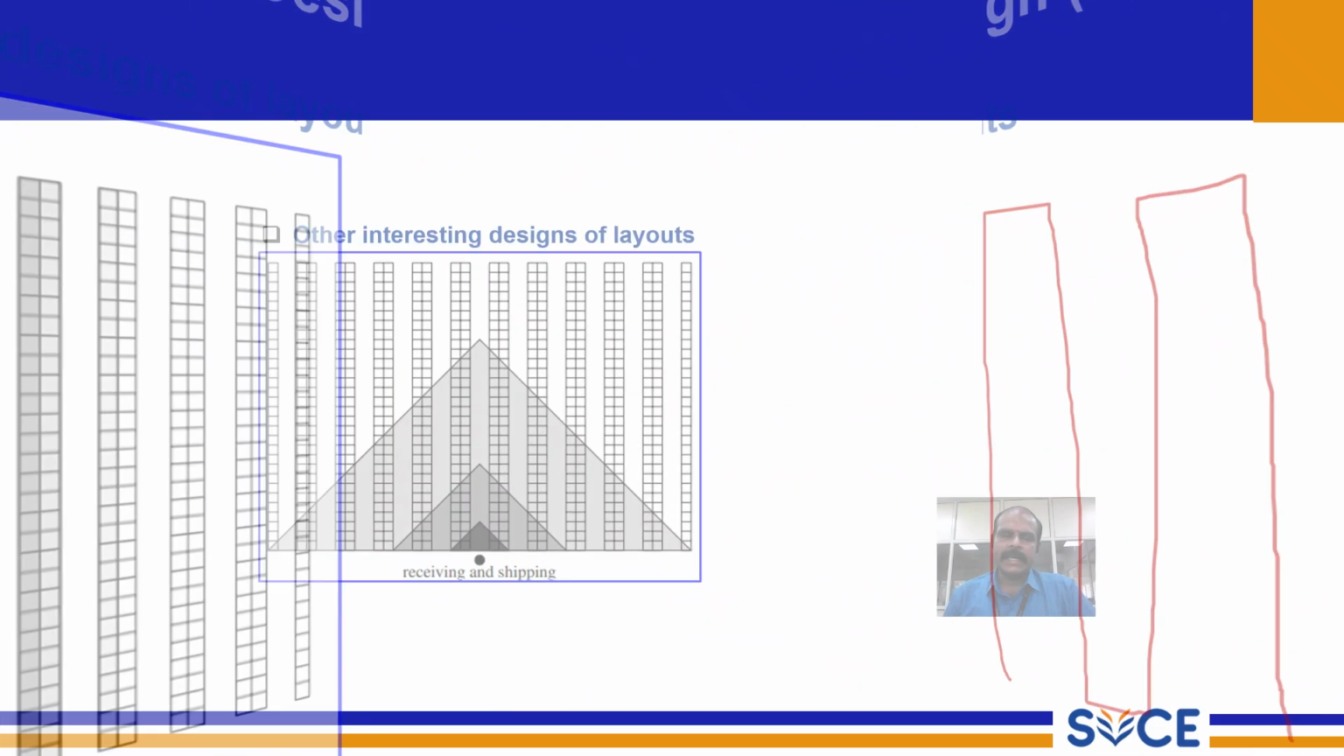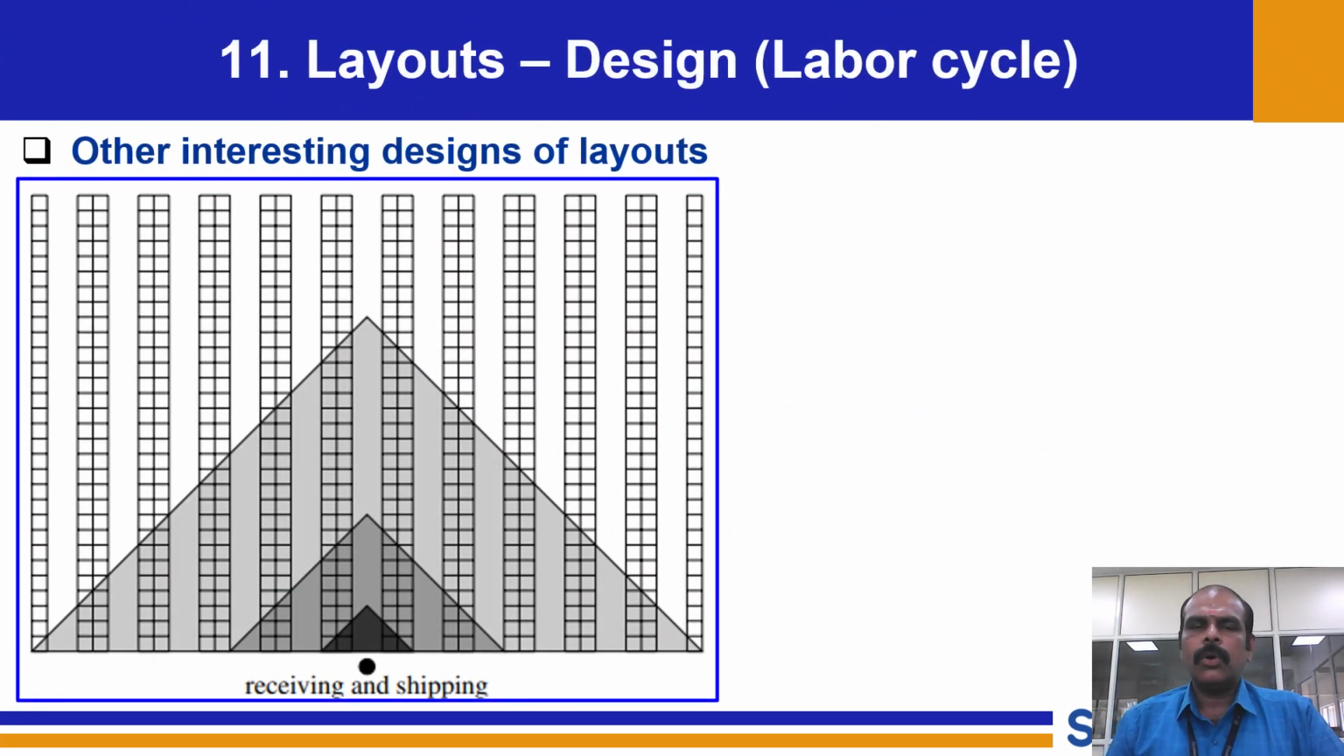And second, like this, triangular based, maybe by means of AGVs. When you go ahead with AGVs, one AGV will be able to take up one particular zone, one particular area. So even that can be thought of.